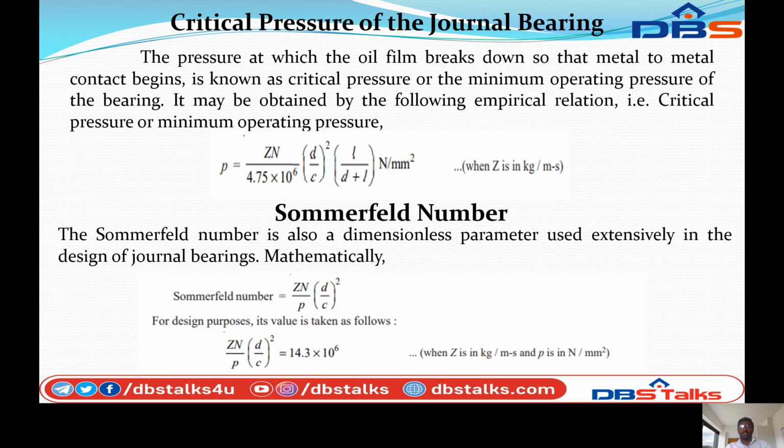Next, critical pressure for the journal bearing. What is the critical pressure in the journal bearing? It is the pressure at which the oil film breaks down and metal to metal contact occurs in the bearing. It is known as the critical pressure or the minimum operating pressure of the bearing. It may be obtained by the following empirical relation for critical pressure or minimum operating pressure.